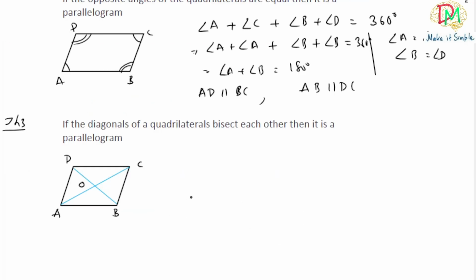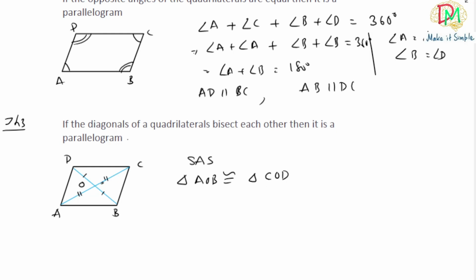If the diagonals of a quadrilaterals bisect each other, then it is a parallelogram. So let's take this example. ABCD is a quadrilaterals, and what is given? These diagonals are bisect at point O. So from the SAS congruency criterion, we can say that triangle AOB congruent to triangle COD. Why? Now look at this.